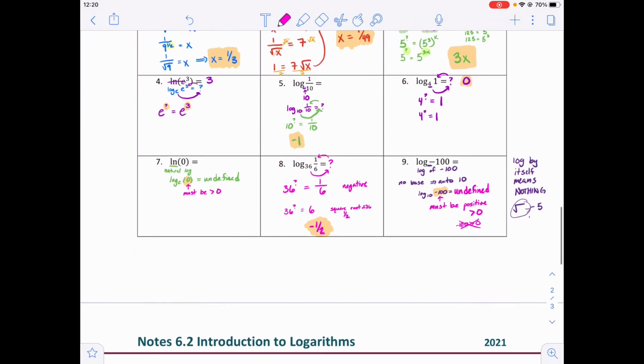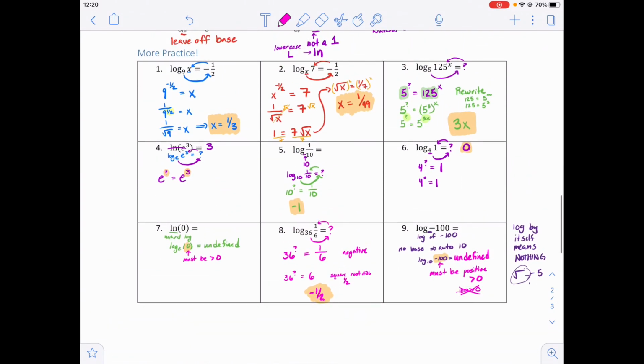All right, so that's the beginning of our log discussion. We'll look more into logs and properties of logs in our next set of notes.